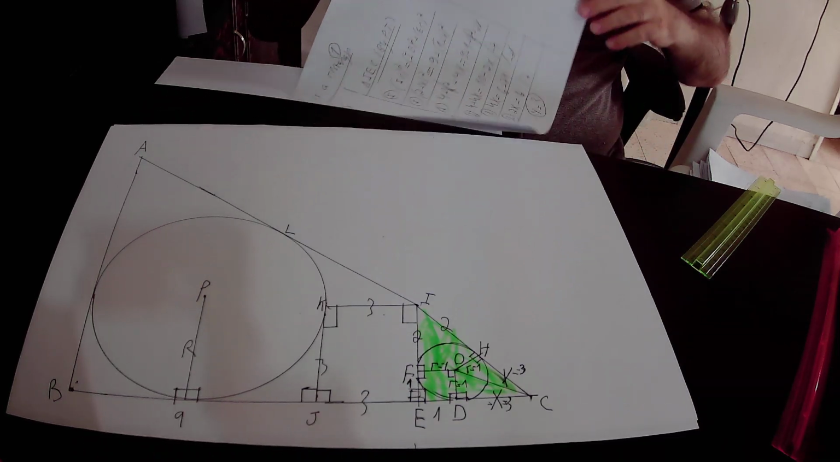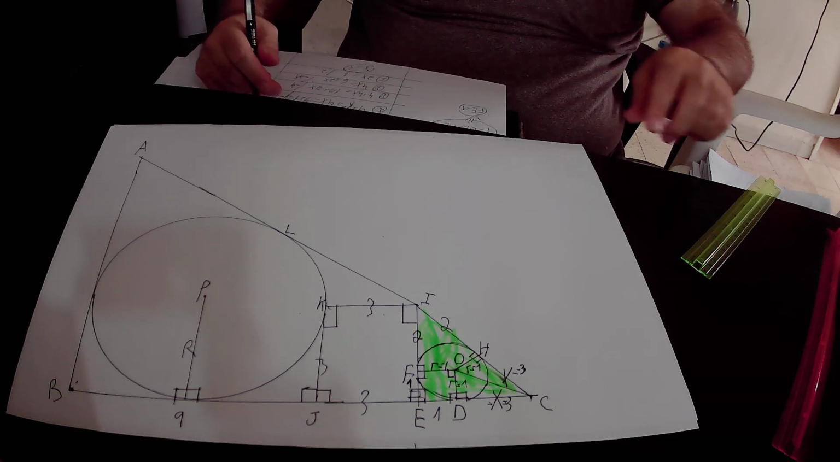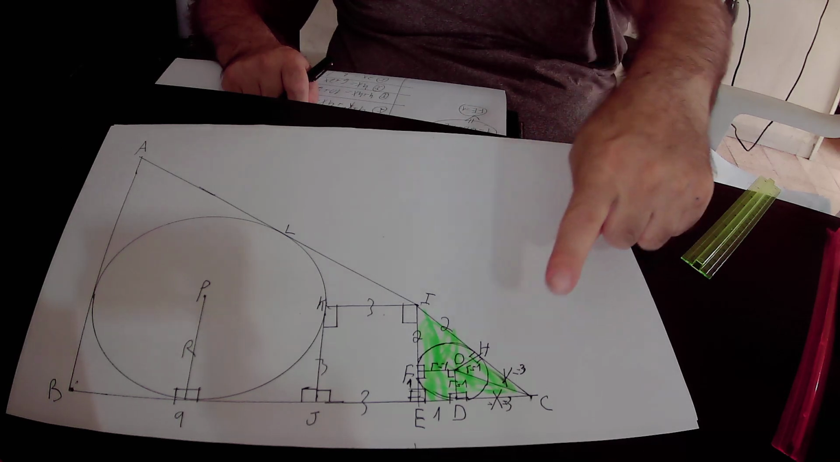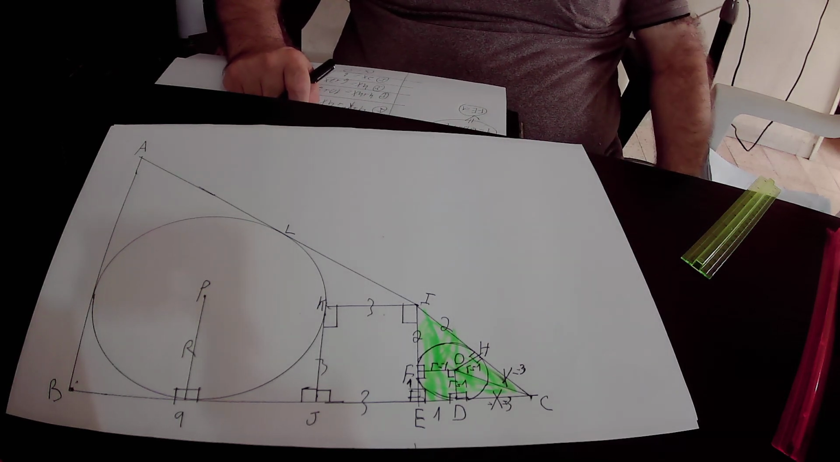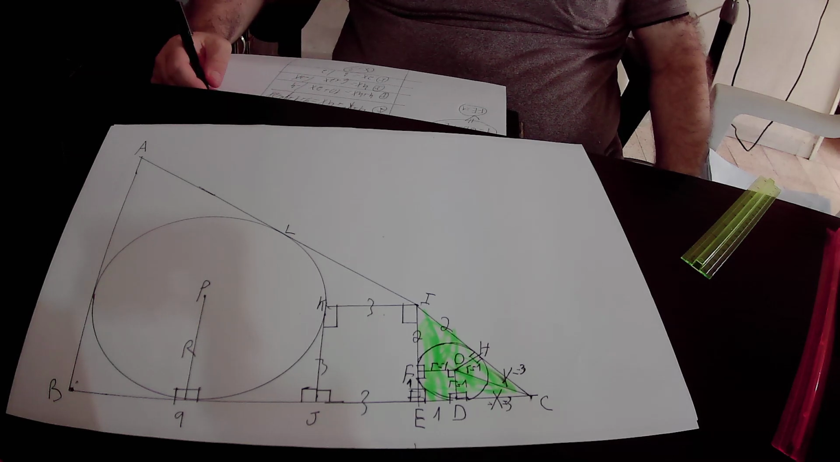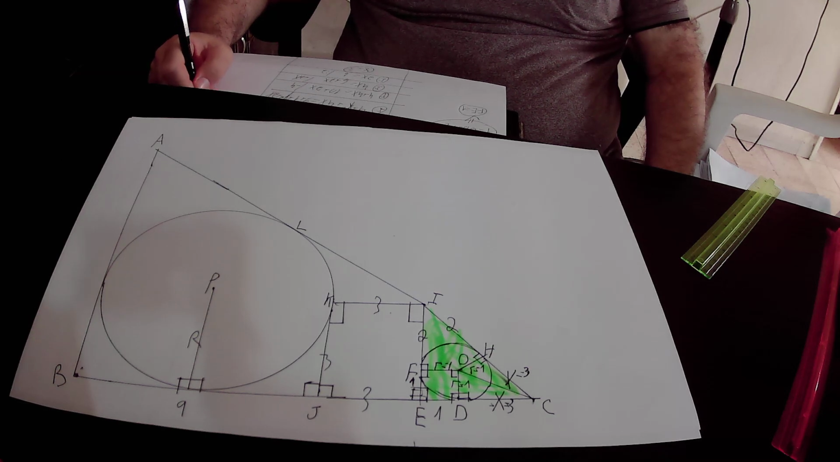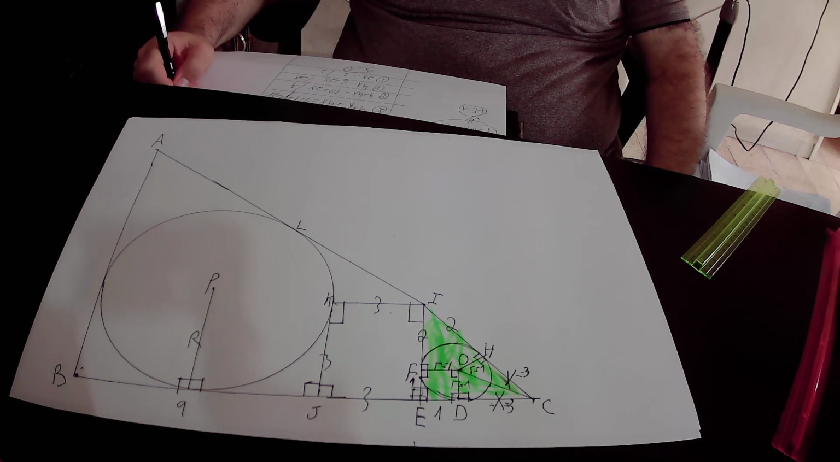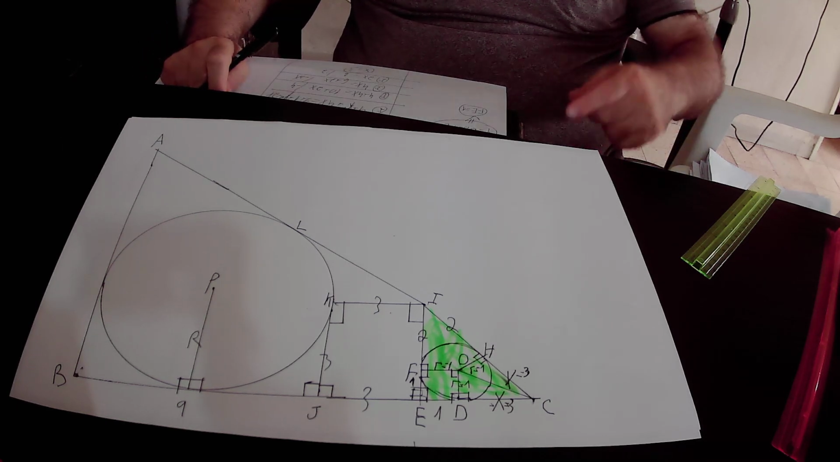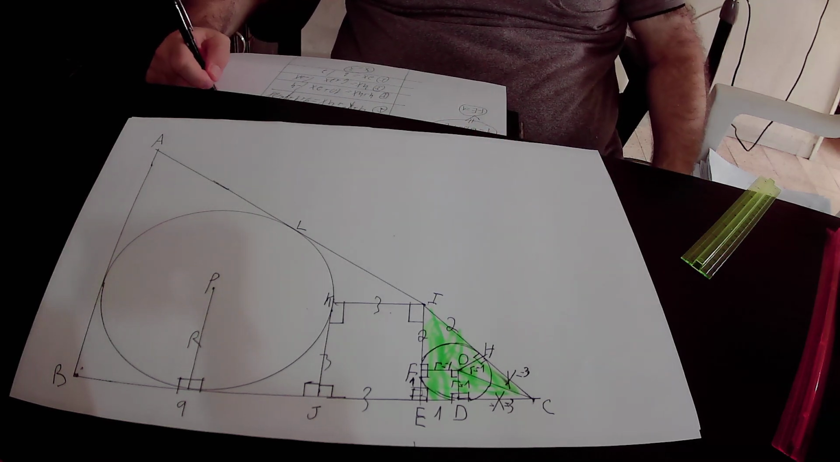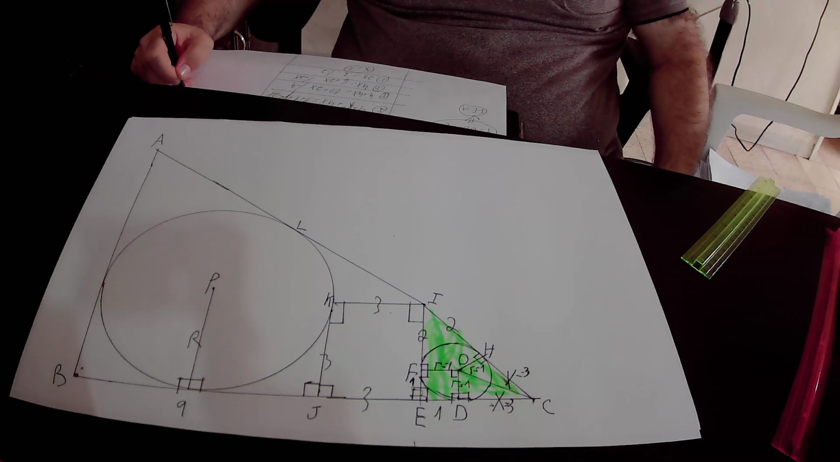In addition, CH equals CD equals 3 units according to rule number 2. And finally, CO is a common side that belongs to both triangles, so CO equals itself. It's a common side that belongs to both triangles.